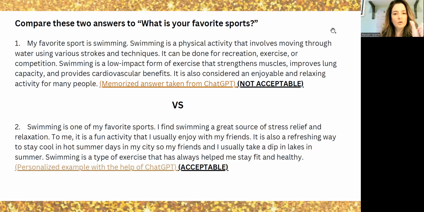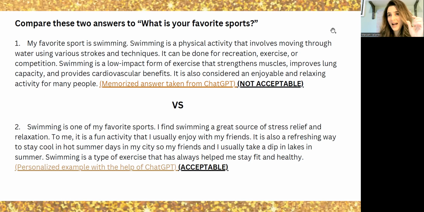The only sentence which shows your personal experience is the very first sentence. That's your personal opinion. My favorite sport is swimming. But after that, although you elaborated on the topic and developed it, you did it in the wrong way because the information is not related to you.